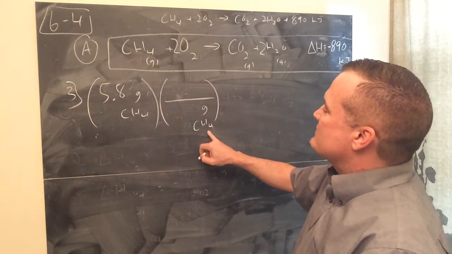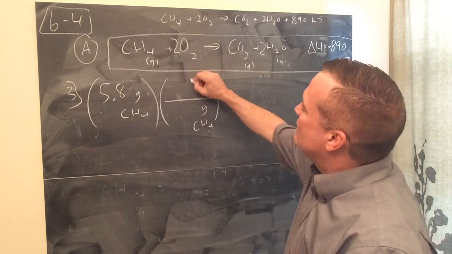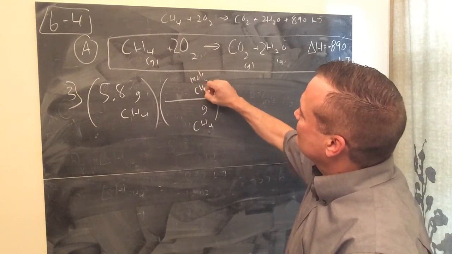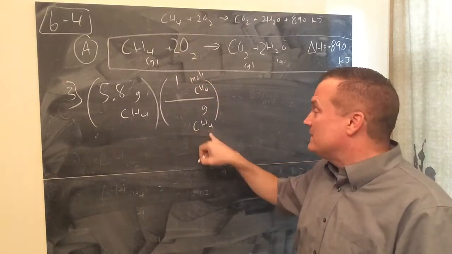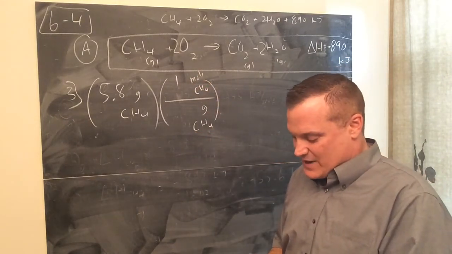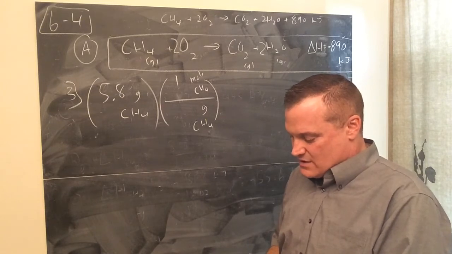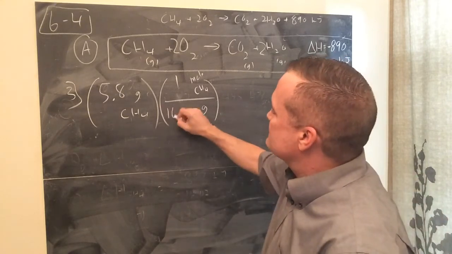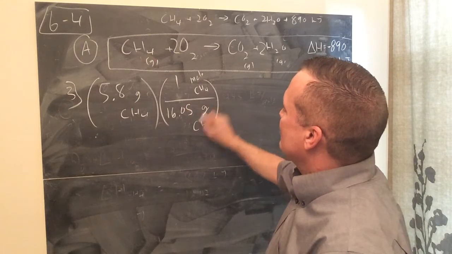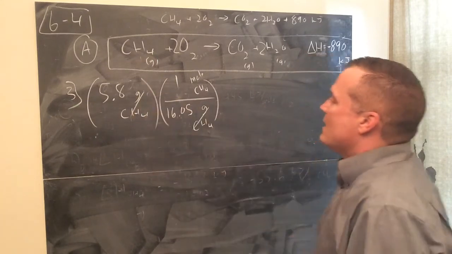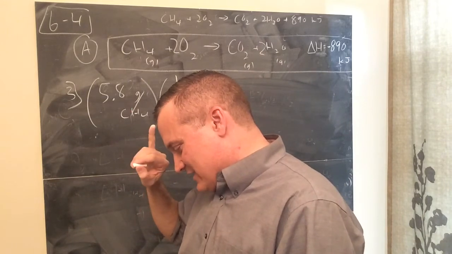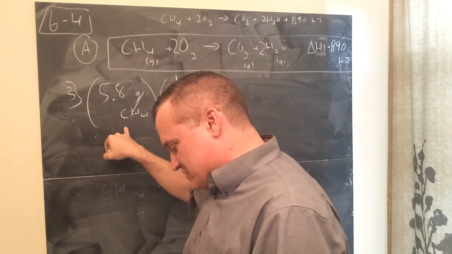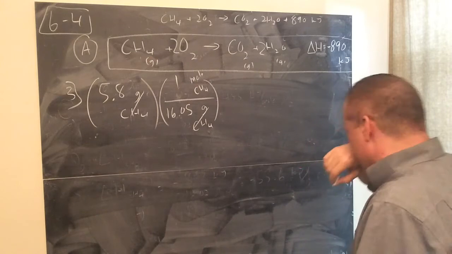From grams of CH4, I'm going to first go to moles of CH4. And I know that 1 mole of CH4 weighs, I'm going to add together 1 carbon and 4 hydrogens. So the same number I had before, 12.01. So it's 16.05 grams. Now, this will get me from gram to mole. Oh, and by the way, I forgot to write this down. What will be the enthalpy change when 5.8 grams of methane are burned?